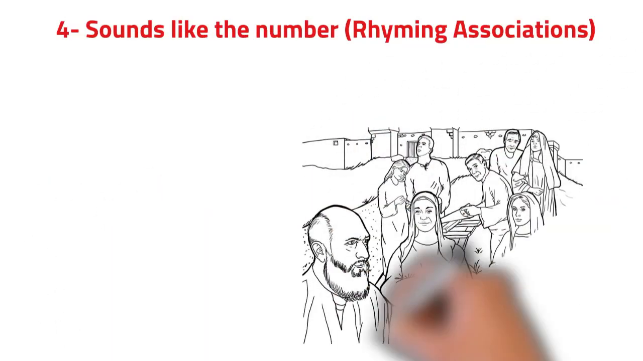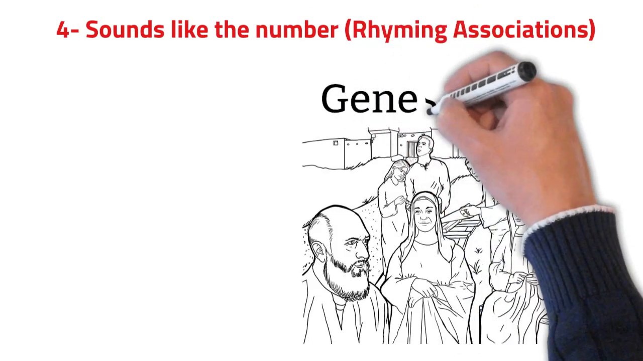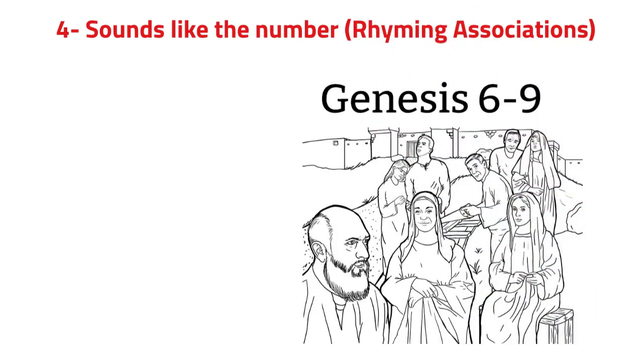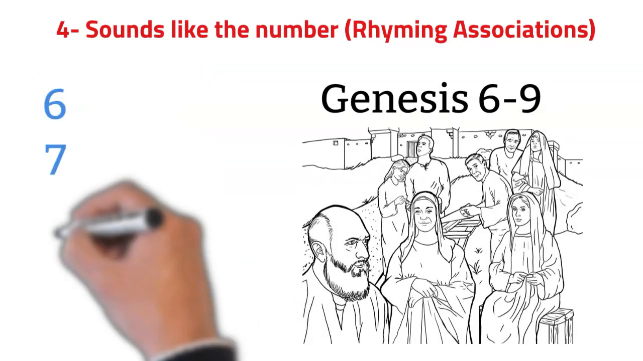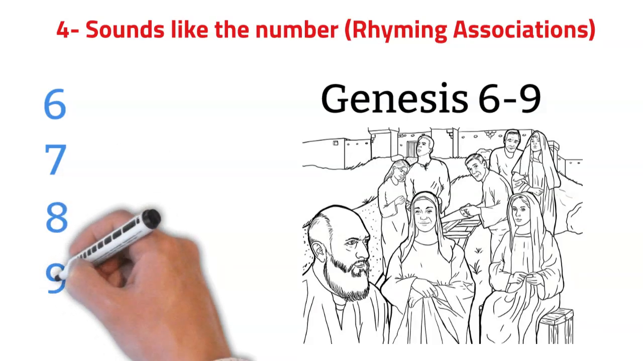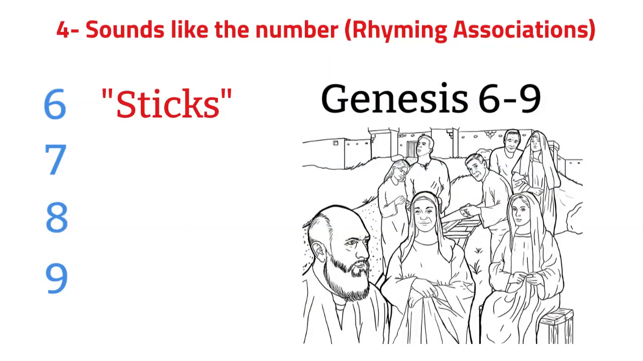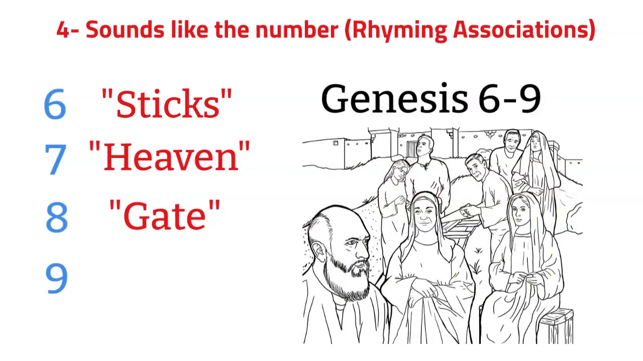Many times we encounter multiple chapters covering a single event, as in Noah and the ark found in Genesis 6 through 9. Using rhyming words for all 4 chapters, rather than using 4 completely random associations, will actually help in the recall. For example, 6 sticks, Noah builds the ark. 7 heaven, the heavens open and the floodwaters pour down. 8 gate, Noah opens a gate and lets all the animals go. And 9 sign, the sign of the rainbow.